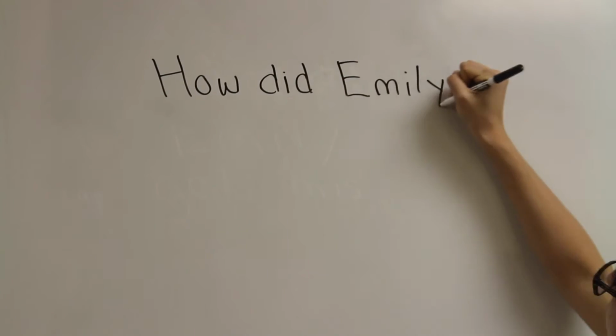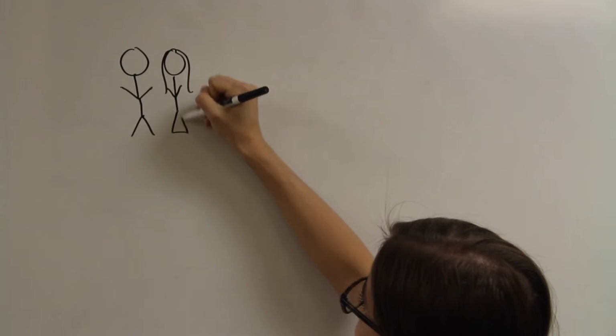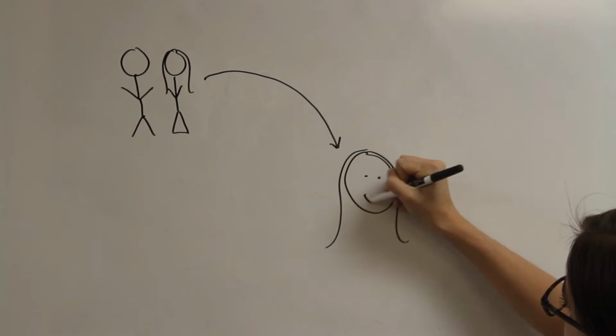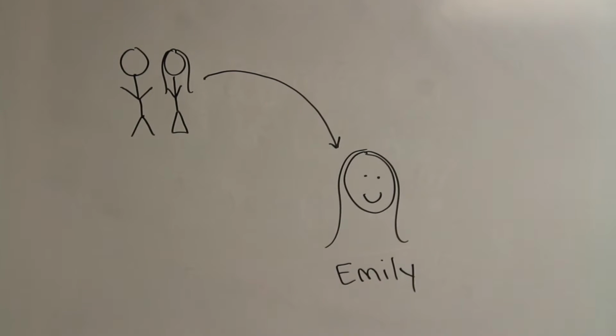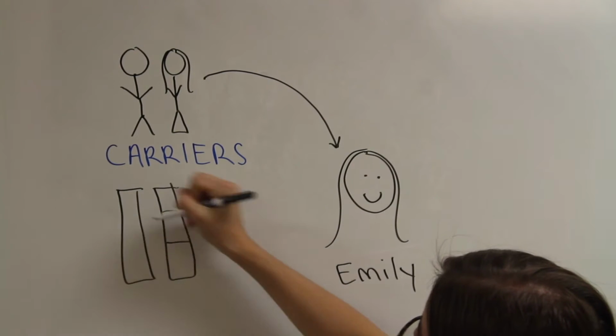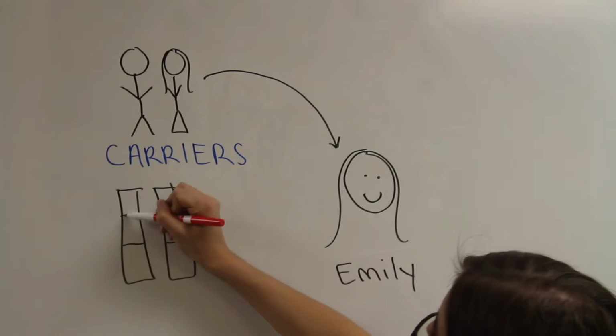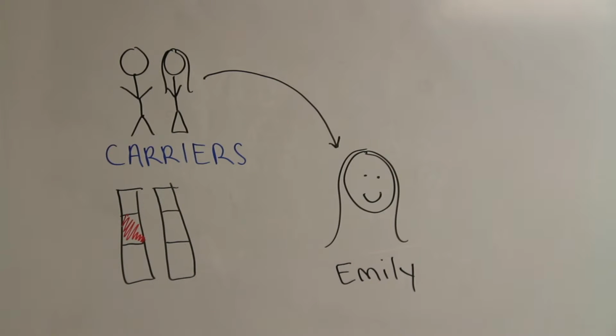How did Emily get this disease? Both of her parents seem healthy. However, this is only partially true. In order for Emily to have this disease, both of her parents must carry 1 copy of the mutated CFTR gene. Both of her parents are carriers, 1 healthy gene and 1 unhealthy gene. The healthy gene allows them to produce a functioning protein and thus show no symptoms.